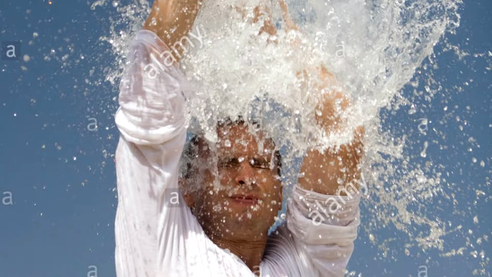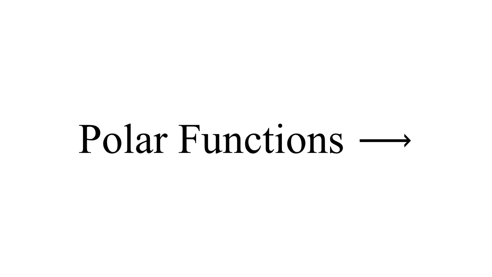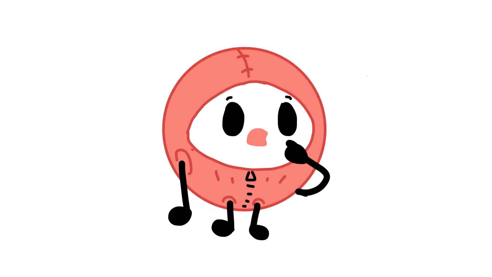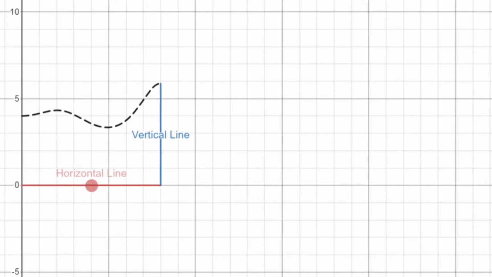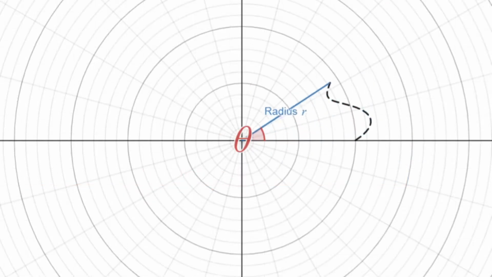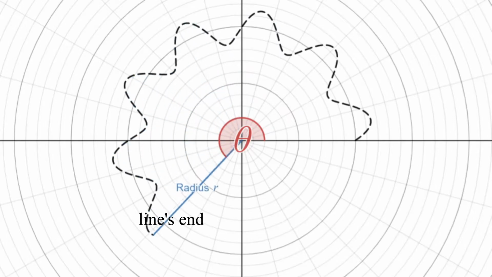Let's refresh your mind. What are polar functions? Well, polar functions are functions that are polar. Wait, no, that doesn't say much. So a polar function is a relationship whose input is some angle theta and whose output is some distance r. In visual terms, instead of a horizontal line drawing a vertical line from its end, we get a rotating line changing its radius, drawing the polar curve from the line's end.